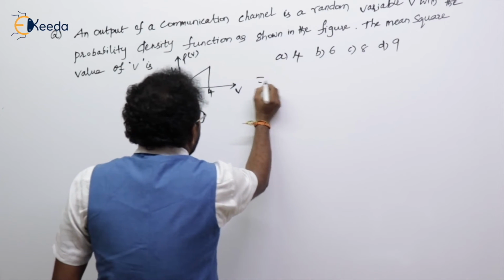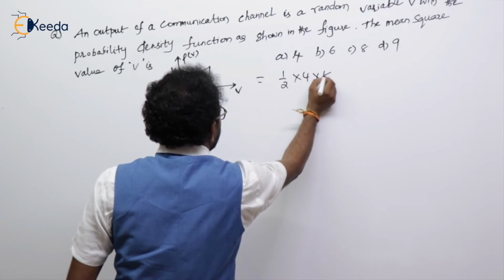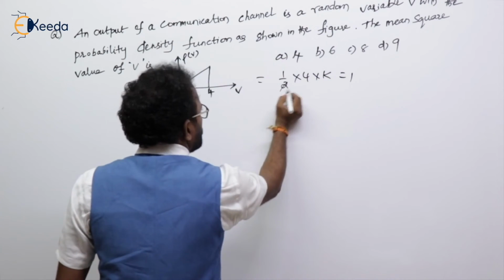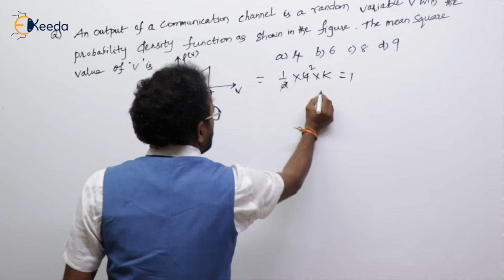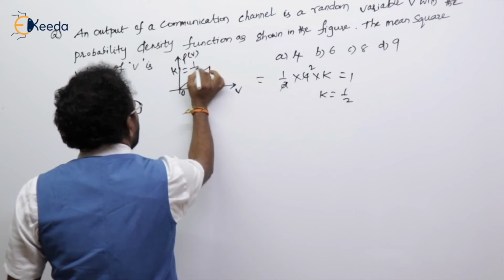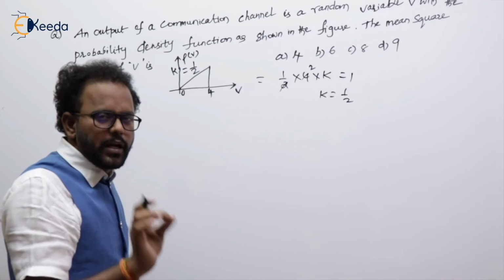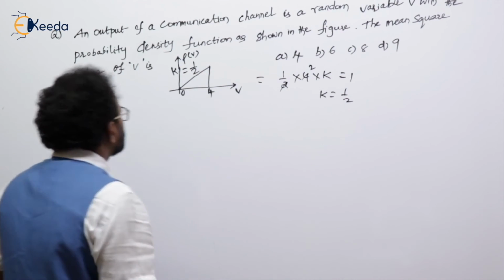It is a triangle. So 1/2 into its width into its height should be 1, that is 1/2 into 4 into K... So the K value is nothing but 1/2. Because the total area under the PDF is 1, since the total probability value is 1.